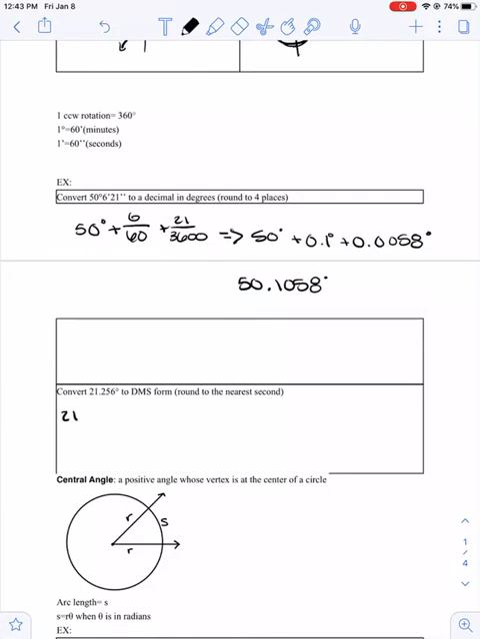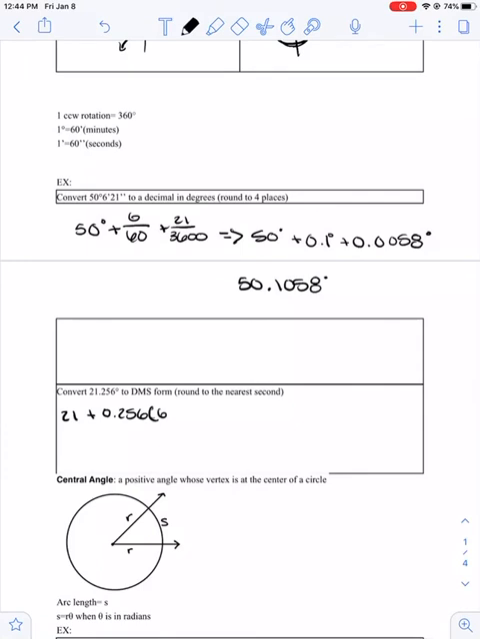And then we have the 0.256. So then we can say plus 0.256. And before we divided by 60, so now we're going to multiply that decimal by 60. And this is going to start getting us those minutes first. So if you multiply that, you get still that 21 degrees and then plus 15.36 minutes.